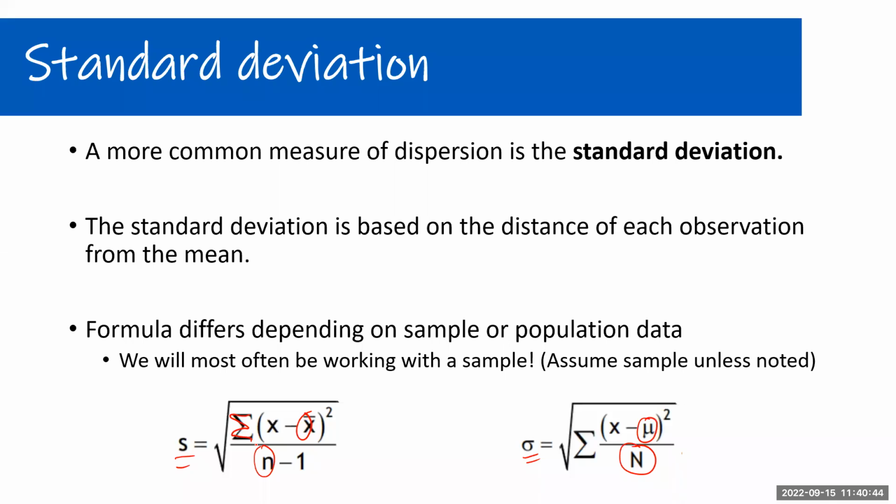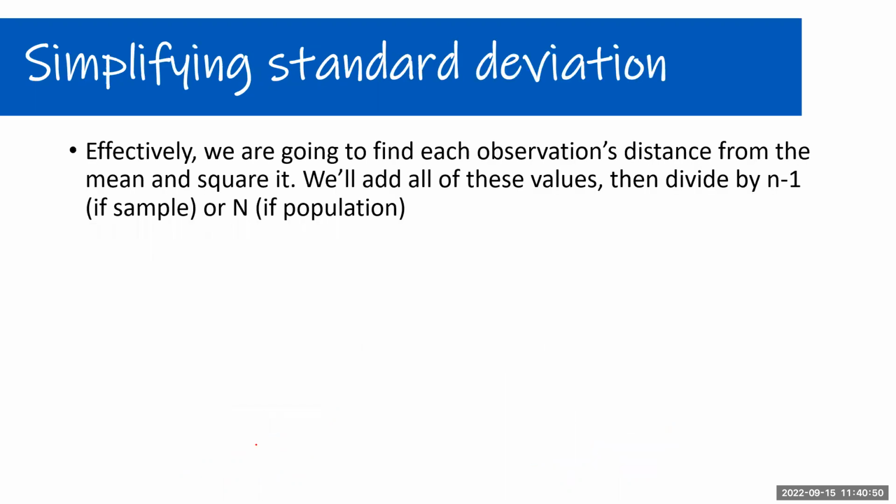Now, if that formula scares you, don't let it. We're going to use our calculator to get these answers. I do want to show you how you could simplify it by hand if you wanted to. But basically, like I said, you're going to find each observation's distance from the mean, and you're going to square it. Squaring it gets rid of any of the negatives, okay? We're going to add all of these values, divide by n minus 1 if it's a sample, or n if it's a population, and then we take the square root of it to get the standard deviation, okay?